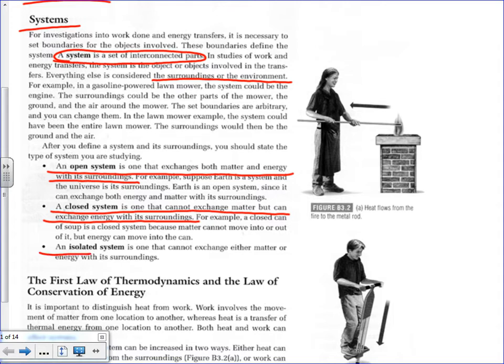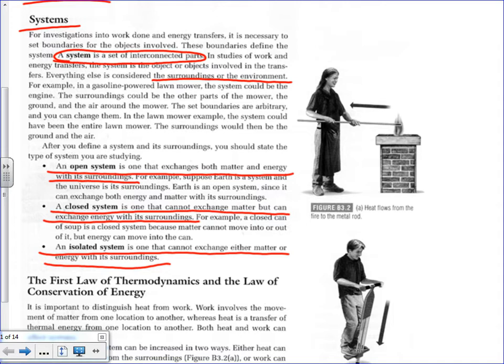Then there's isolated systems. They can't exchange matter or energy with their surroundings. It is essentially impossible to create a perfectly isolated system. It's easy to create a closed system. You can create something that's airtight that doesn't exchange matter. But to perfectly insulate something and not allow it to exchange any energy with its surroundings is essentially impossible. Energy is always going to be exchanged, even if it's a small amount. It's a theoretical construct, essentially.